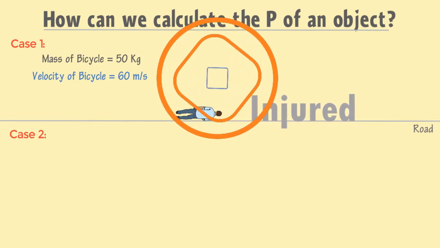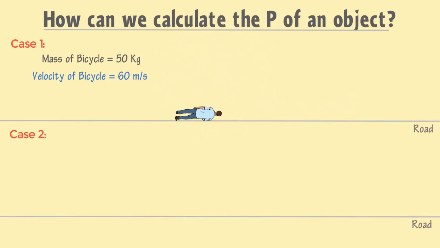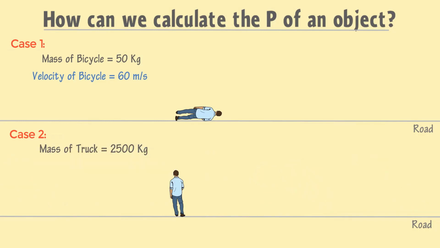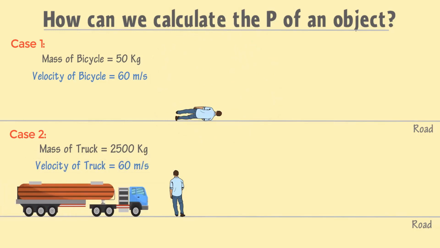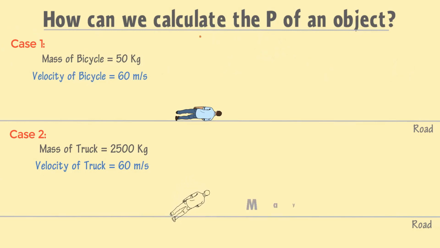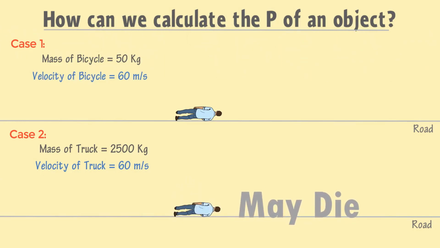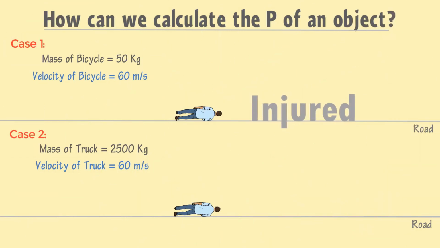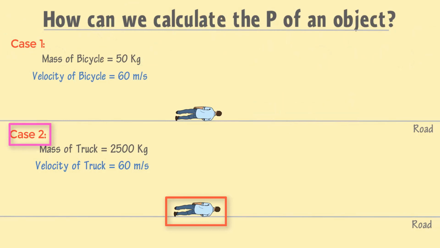Now consider the same person in case 2. If this person is standing on a road, and suddenly a truck of 2500 kg moving with the same velocity of 60 meters per second hits the person, as a common observation, the person may die. Can you guess why the person in case 1 is only injured, while the person in case 2 either dies or is in serious condition?